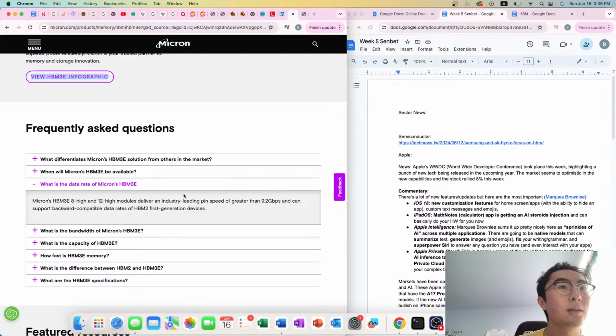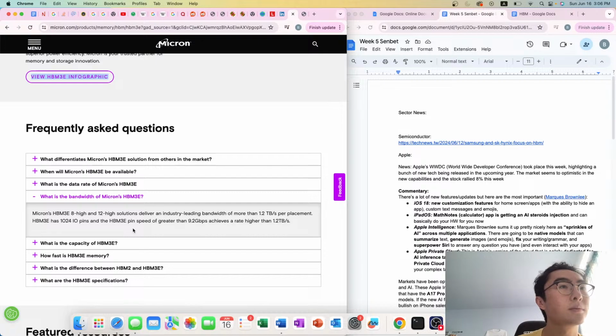Gigabits per second. I don't know what per place it means, right?